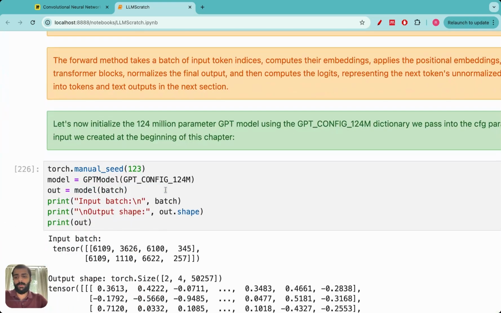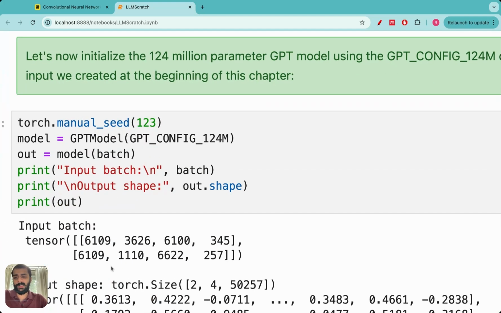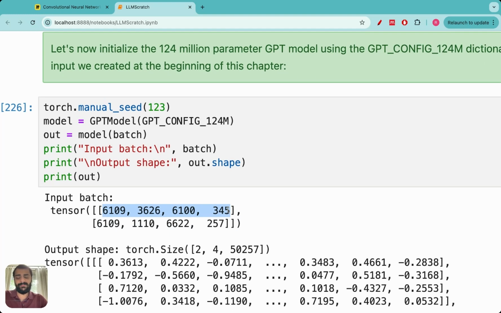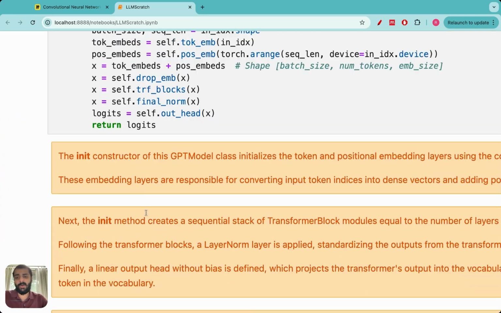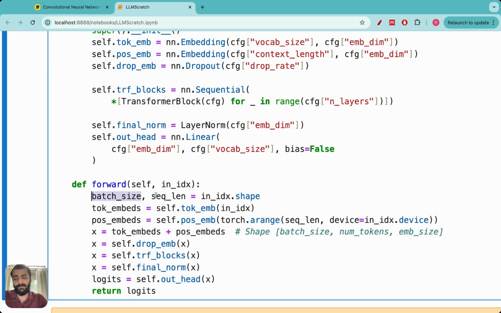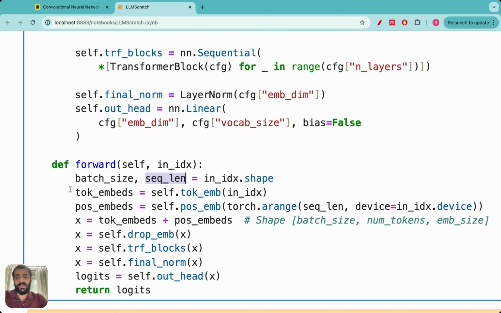And remember, the input looks something like this. Let me show you how the input actually looks. The input might look something like this, where here we are showing 2 batches, and each batch has, let's say, 4 token IDs. So the number of rows in this tensor is equal to the number of batches, and the number of columns is the sequence length, or the number of tokens which we are considering. That's why the number of rows in the input shape is the batch size, and the number of columns is essentially the sequence length or the number of tokens.